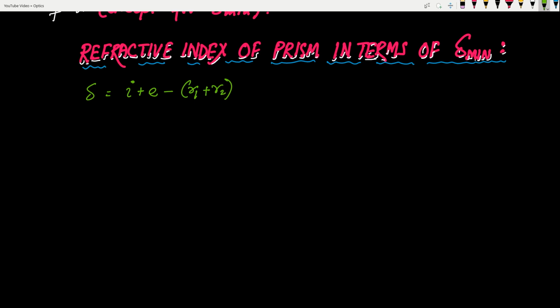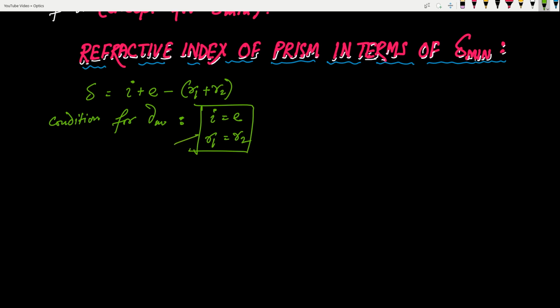So we said that there was a condition for minimum deviation. What was the condition? Let me write it down. The condition for minimum deviation is that I should be equal to E and R1 should be equal to R2. If this condition is satisfied, then we say that the angle of deviation is minimum for that prism. Let's see, if we put this in the equation, then what will we get? We will get delta minimum is equal to, since I is equal to E, I plus I will be 2I, minus R1 plus R2, and since R1 is equal to R2, we can directly write it as 2R. So this is what we got as minimum deviation.